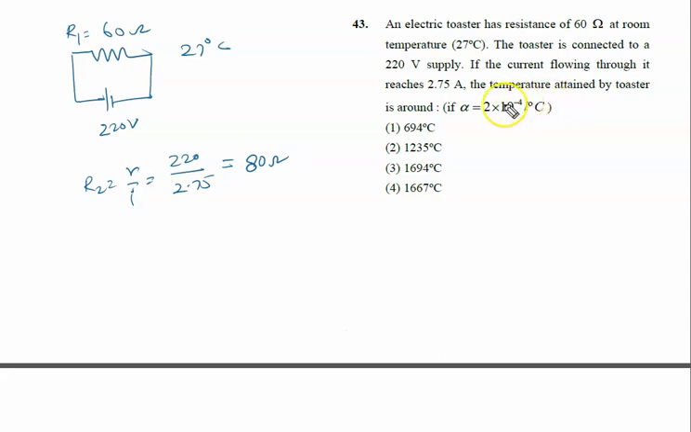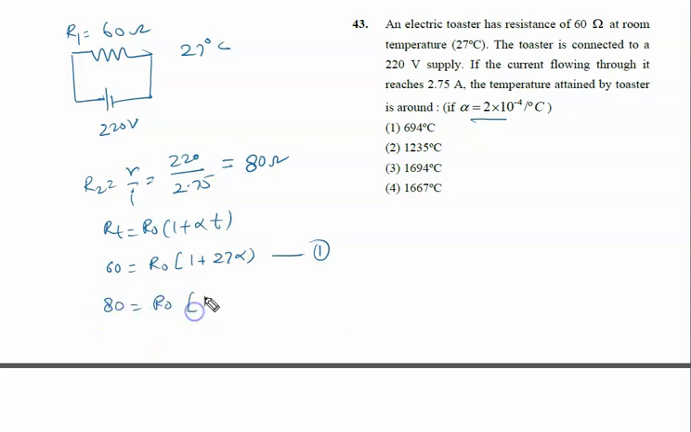And at this time, what is the temperature of the toaster? Alpha is given to us, it is also per degree Celsius. We all know very well RT equal to R0 (1 plus alpha delta T) or alpha T. Initial resistance is 60, R0. So R0 (1 plus 27 into alpha). This is equation number 1. The next RT is 80, R0 (1 plus T into alpha). That T we have to calculate.